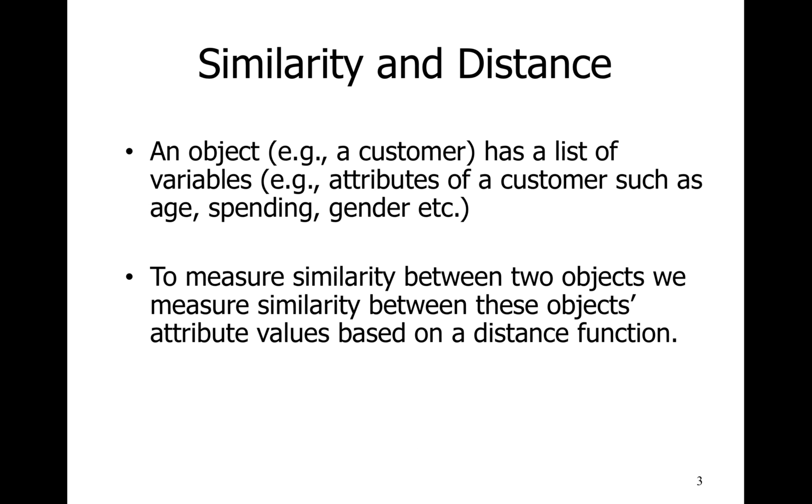So then, since similarity is important, the first thing we learn is how to measure similarity. And this actually is, in my opinion, pretty straightforward using a distance function. In other words, when we want to compare two objects, in any data mining task, the objects or records are described using a number of attributes or variables.